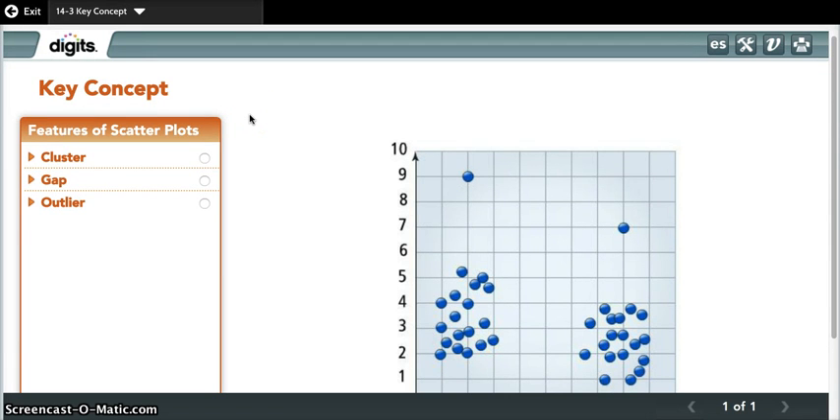Today we're talking about some new terminology when it comes to scatter plots, and you can see the 3 words that we're learning about on the left of your screen. So we're going to dive right in.